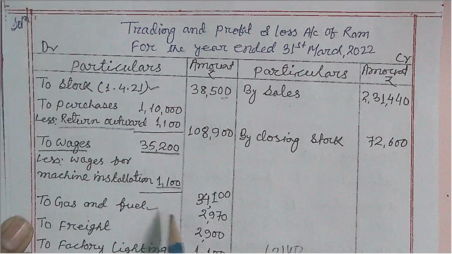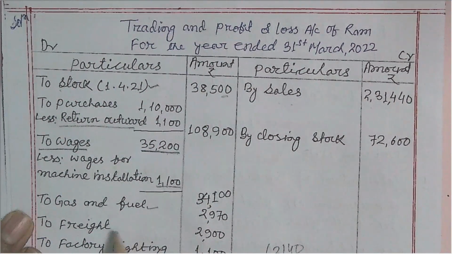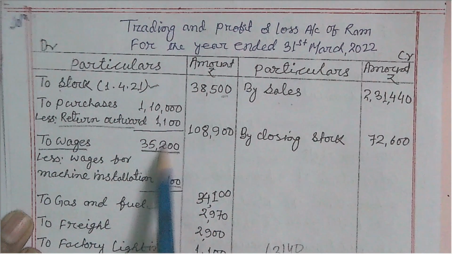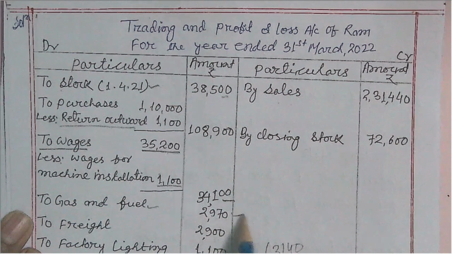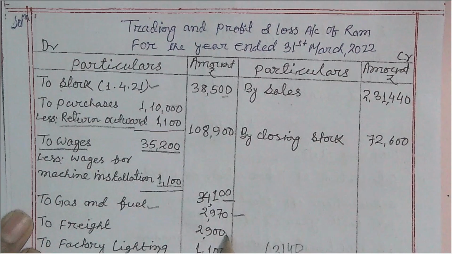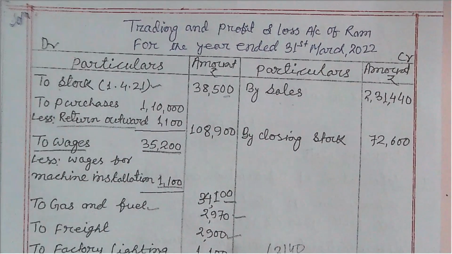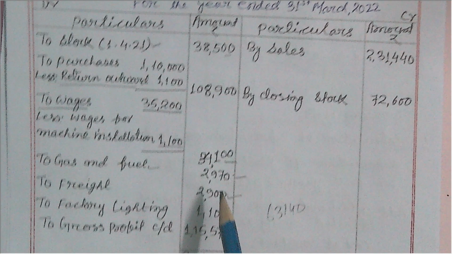And gas and fuel, trading account, freight, trading account. So after deducting, wages 34,100, and gas and fuel directly given 2,970, and freight 2,900 amount given. Factory lighting 1,100, this is given in the question, 1,100.